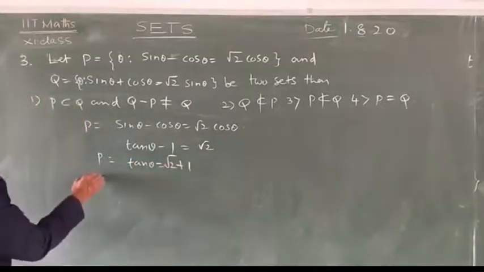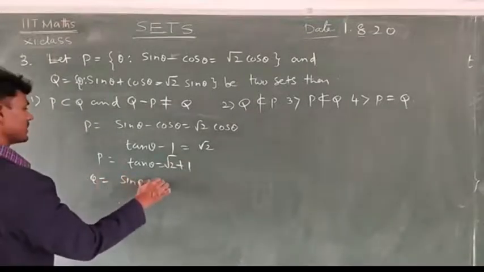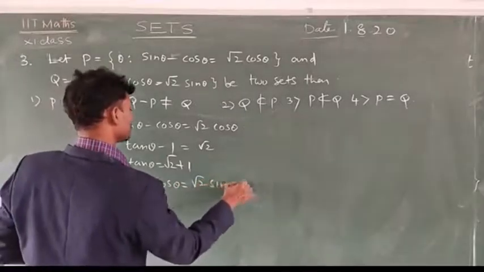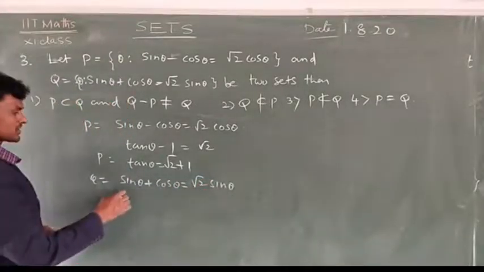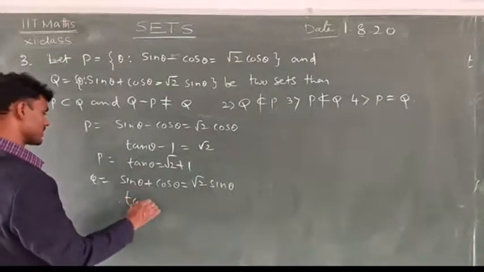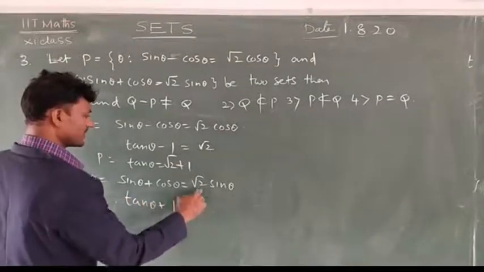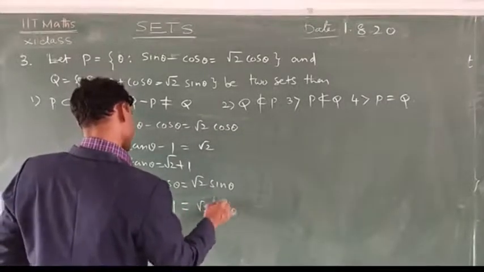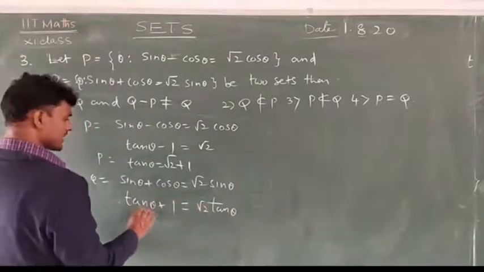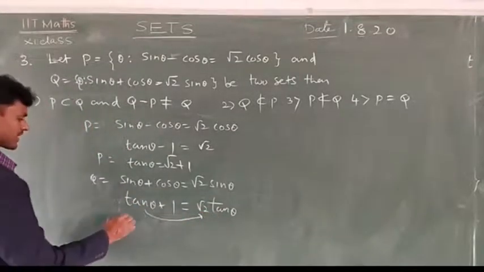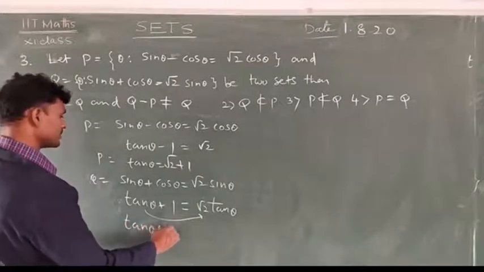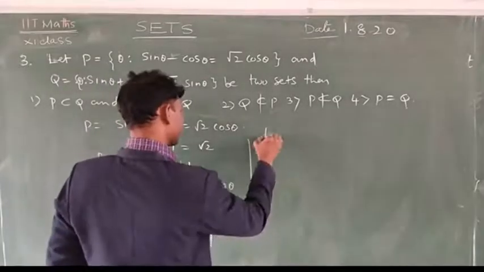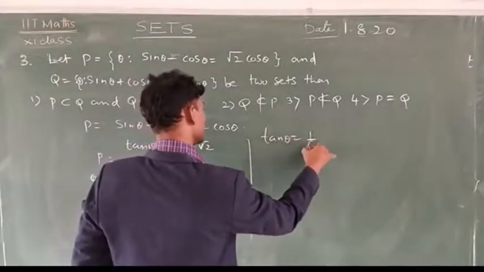Now you have to take Q. Q: sin theta plus cos theta is equal to root 2 sin theta. This one also you have to divide by cos theta. Then sin theta by cos theta is tan theta, cos theta by cos theta is 1, and root 2 sin theta by cos theta is root 2 tan theta. Now send this tan theta to that side and take tan theta common. Tan theta times (root 2 minus 1) is equal to 1. Now tan theta is equal to 1 by (root 2 minus 1).